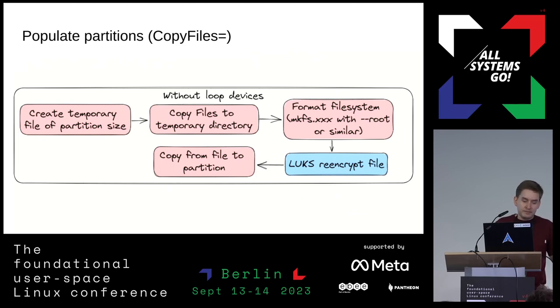To do encryption, cryptsetup basically supports this command called cryptsetup reencrypt. So that allows you to do offline encryption. We basically do the same thing, but just with libcryptsetup instead of the command line tool. So this allows us to do basically any kind of file, all the popular file systems, without needing loop devices or mounting.